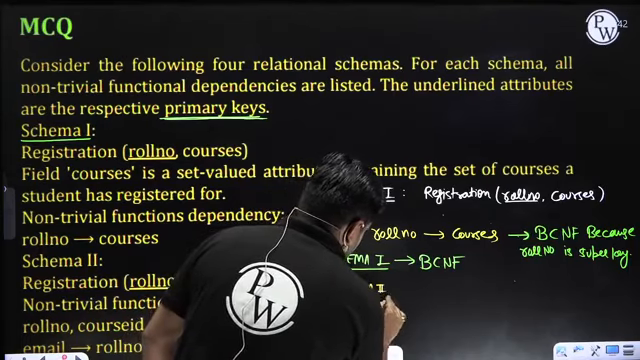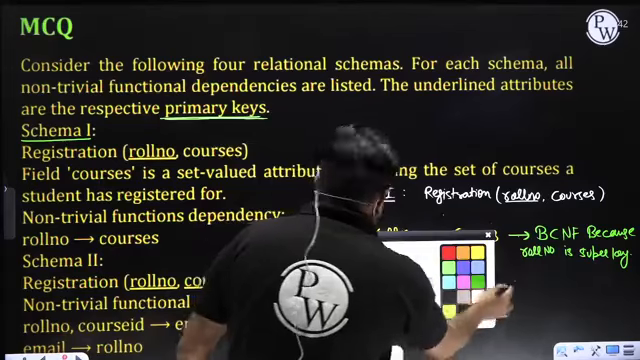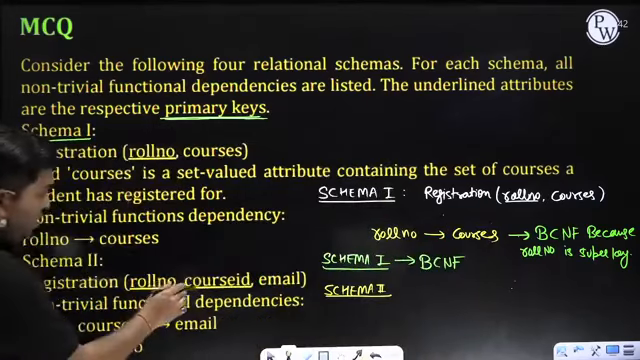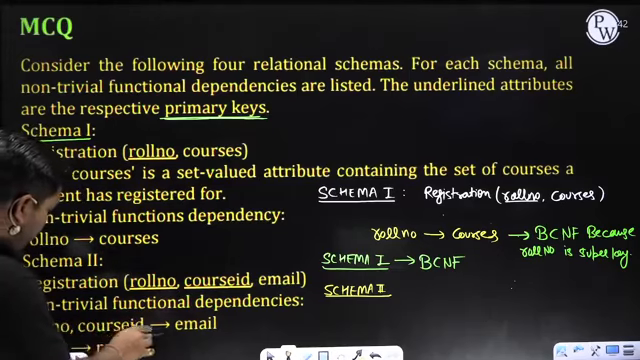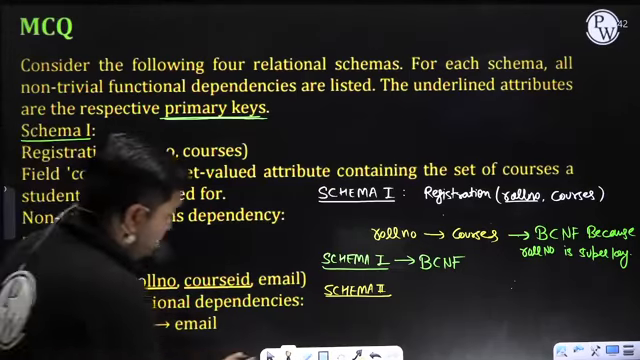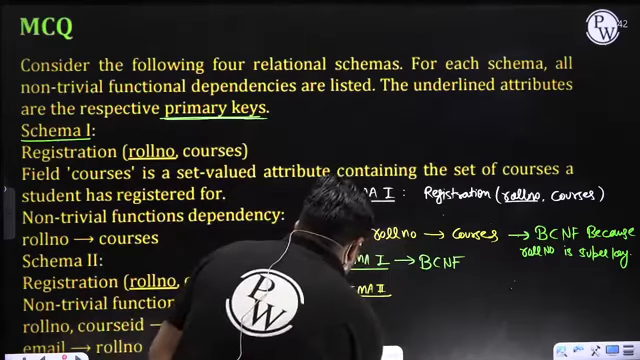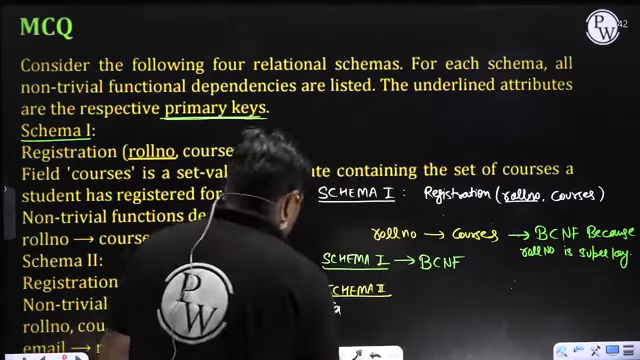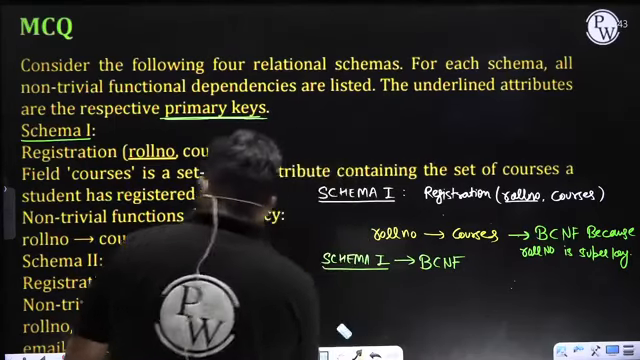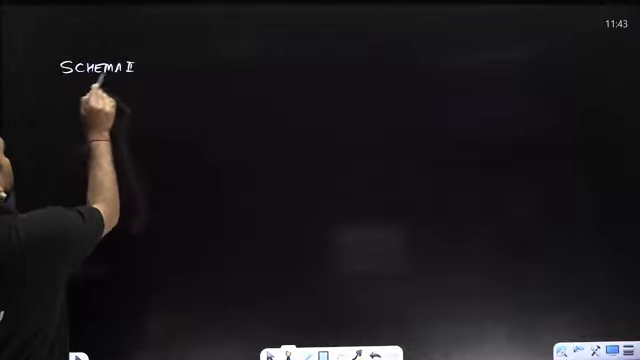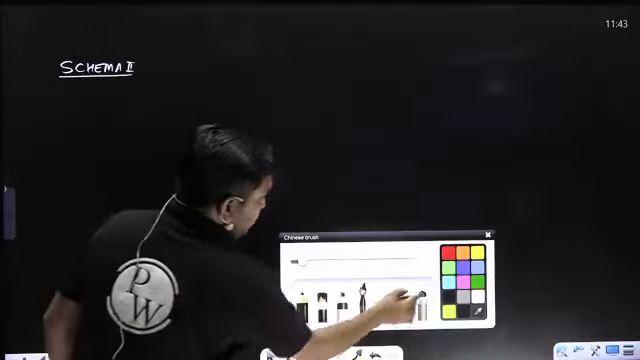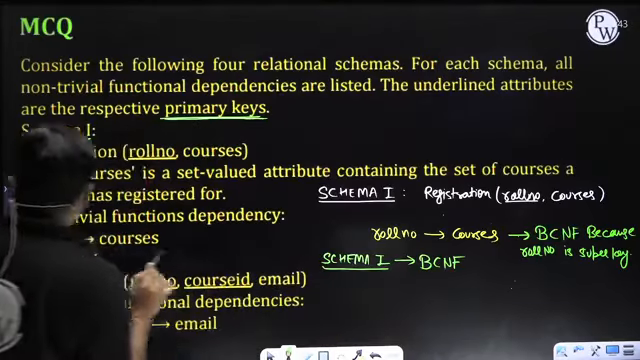In schema second, the attributes are roll number, course ID and email. The FDs given are: roll number, course ID to email, and email to roll number. So what are the keys for schema second? We can use the next page for this one, don't worry. Whatever input is given we will note down.